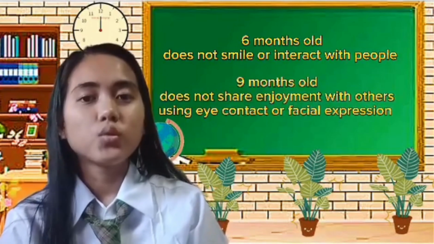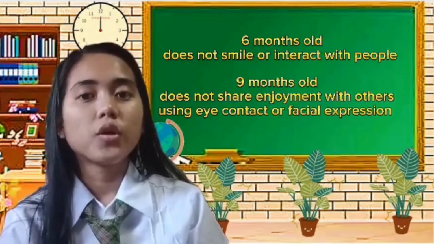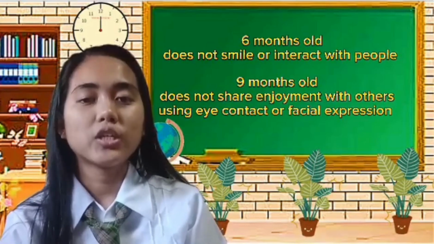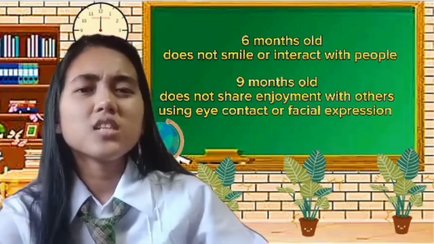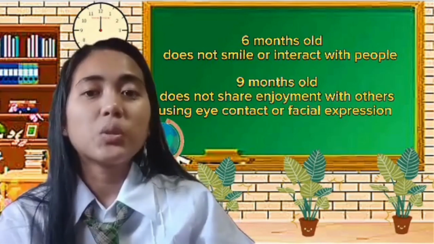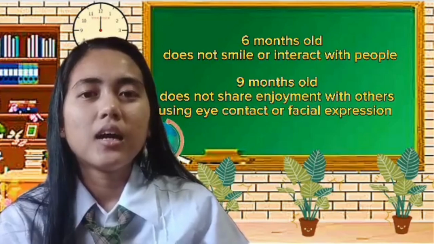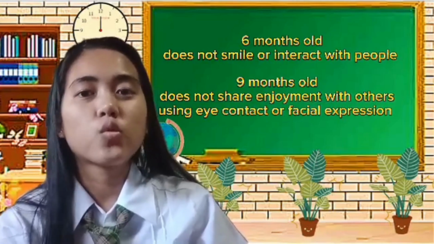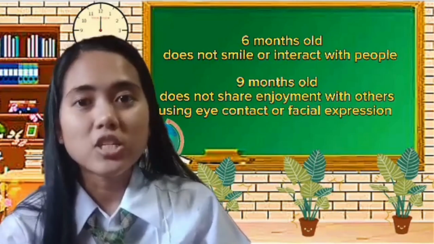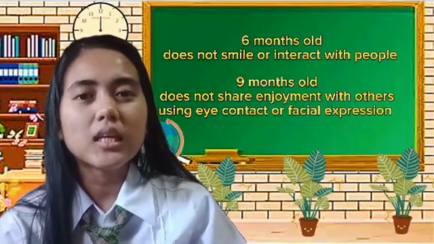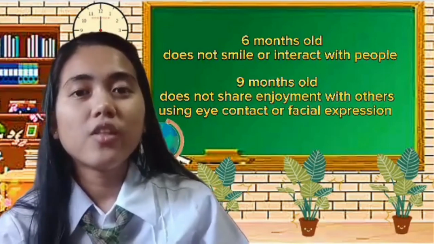So, at 9 months old, does not share enjoyment with others using eye contact or facial expression. So, at this month, hindi nagbibigay ng respond yung baby. So, parang hindi sila makakakitaan ng enjoyment, hindi nila nagugustuhan, or wala silang respond doon sa ibinibigay ng adult. So, makikita natin dito yung red flags talaga, di ba?